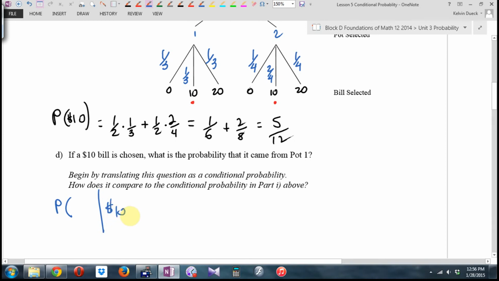What do they want us to find? No, I got to be careful. They didn't ask us to find which pot. More specific. Pot one. They want the probability that we came from pot one given that, suppose that, a $10 bill was chosen. In fact, you can write over here: given that, or if, or suppose. These are all words for that conditional bar.